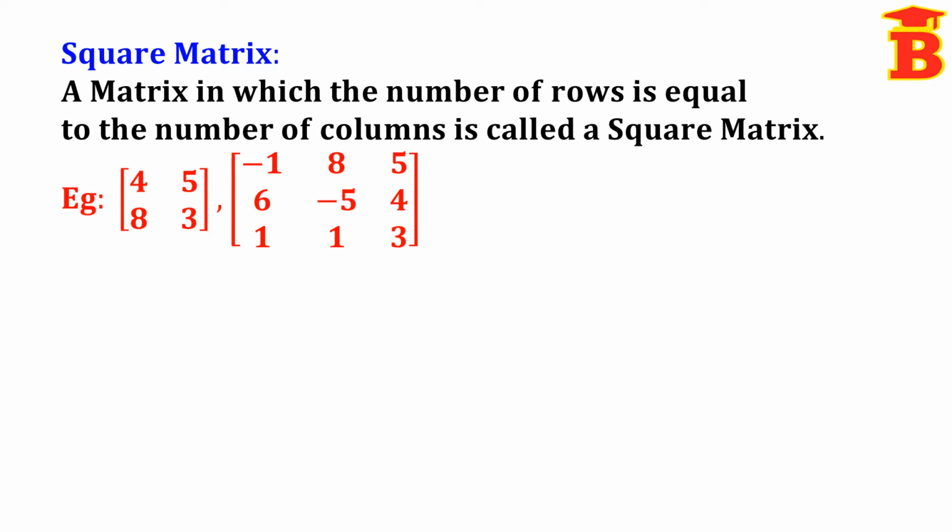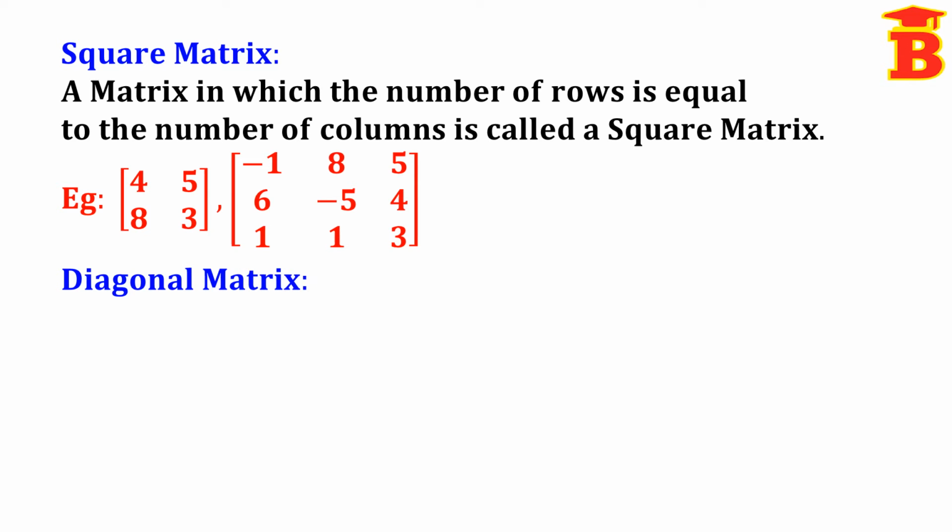So if we have equal number of rows and columns, then we say that it's a square matrix. Similarly, in this second example also, there are 3 rows, 1, 2, 3, and there are 3 columns, 1, 2, 3. So equal number of rows and columns, we say that it's a square matrix.